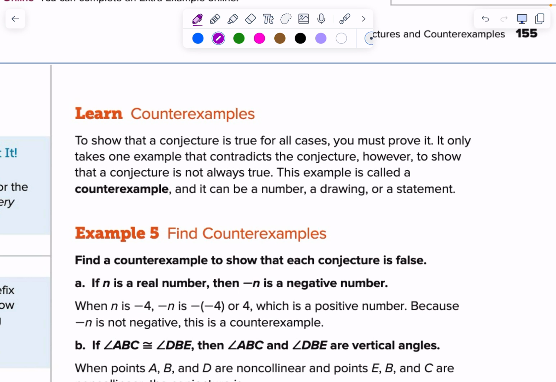Okay, counterexamples. Last thing. This is the last concept, counterexamples. I already said a counterexample is something that proves something false, right?